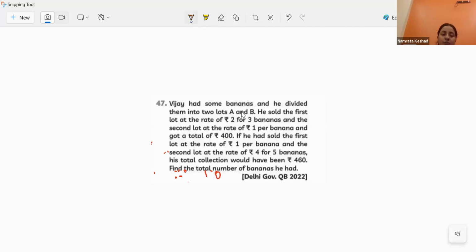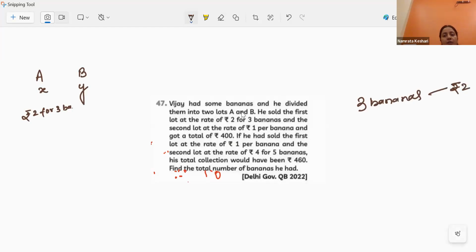So now let's assume that lot A has X number of bananas, lot B has Y number of bananas. He sold the first lot at a rate of rupees 2 for 3 bananas. So I want to check the price for 1 banana. I will say 3 bananas' price is rupees 2, so 1 banana price will be division. Even though division doesn't look good, still division.